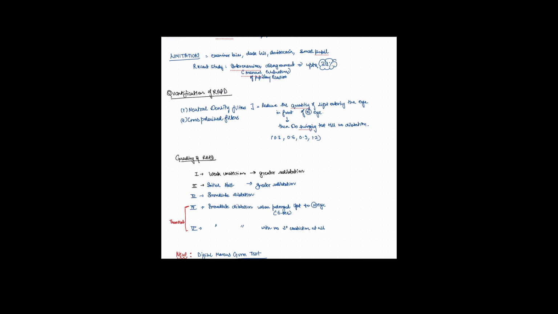What they do is reduce the quantity of light that is entering the eye, in front of the normal eye. So we are basically putting some filters in front of the normal eye to decrease the sensitivity. And then we do the swinging flashlight test till there is no dilatation, till there is no dilatation.